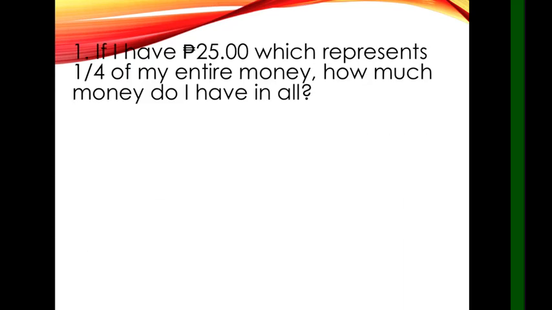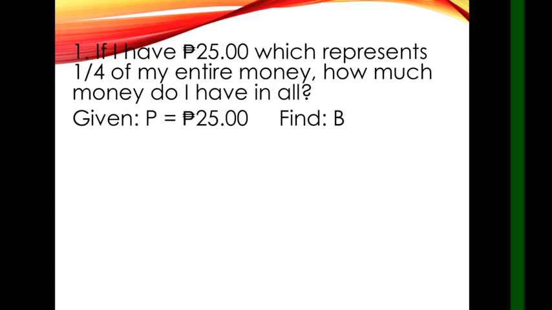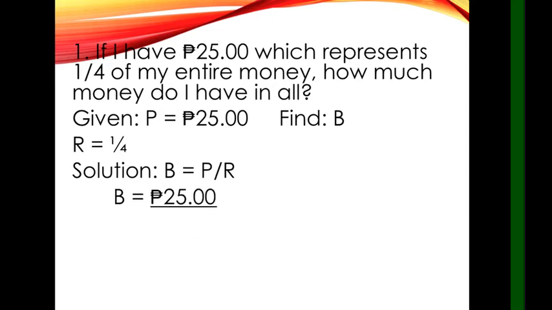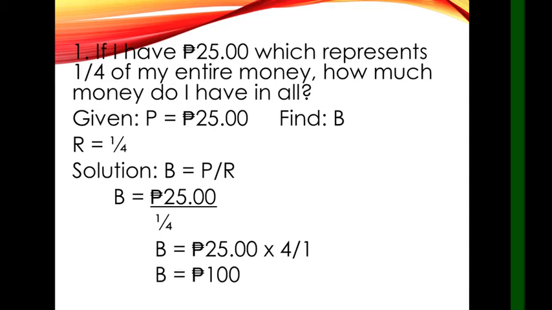Let's have the problem. If I have 25 pesos, which represents 1/4 of my entire money, how much money do I have in all? So, write the given: P equals 25 and R is equal to 1/4. Let's find B. Using the formula, B equals P over R. So, we have 25 pesos and 1/4 that can be turned into 4 over 1. And the answer is 100.